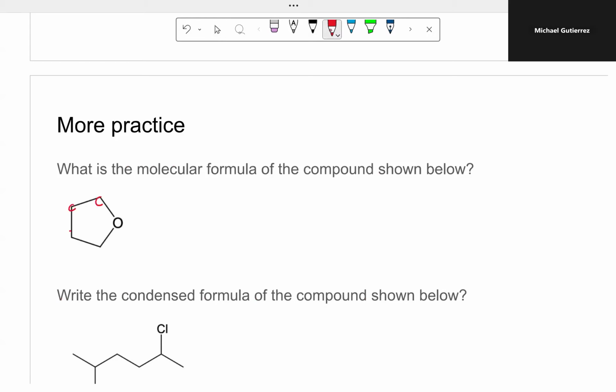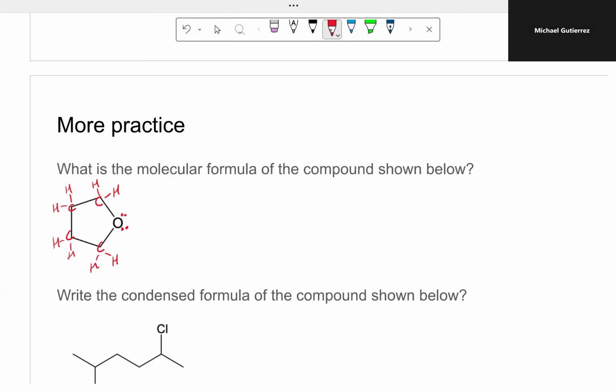Here's a carbon. And according to the rules for drawing skeleton formulas, those carbons have enough hydrogens on them so that they fulfill the octet rule. So that means this carbon's got to have two. This carbon's got to have two. This one will have two. And this one will have two. I'm just going to put the lone pairs here on this oxygen.